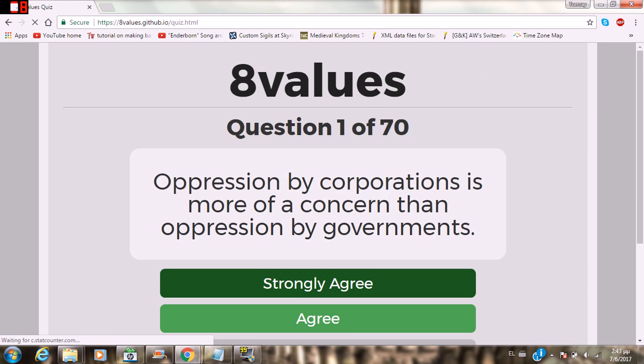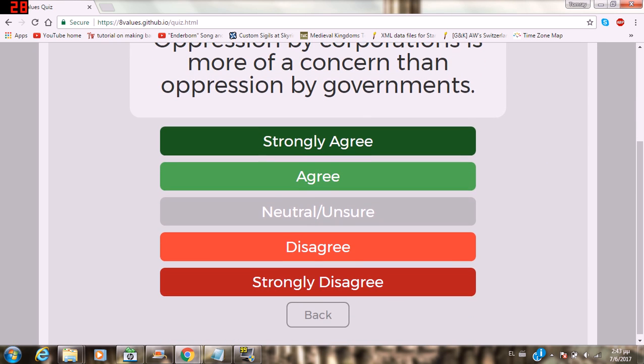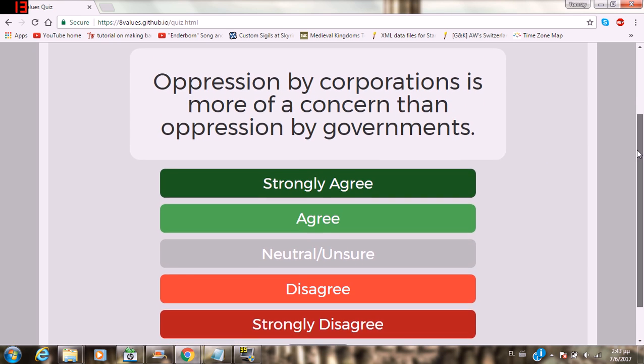Got it. Oppression by corporations is more of a concern than oppression by governments. It's not. Look, oppression by corporations, you can deal with it through government. Oppression by governments, you can't deal with oppression by governments through corporations. Oppression by government is more serious than oppression by corporations. It just is. Oppression by corporations is still a major concern though. It still is. So disagree.